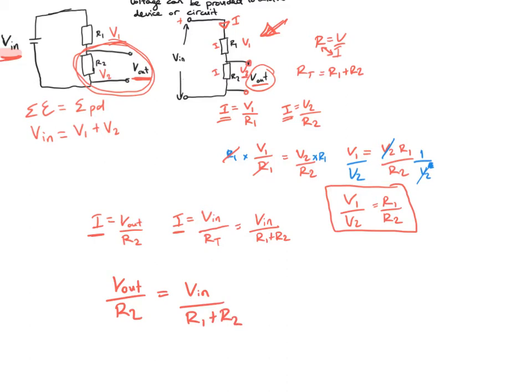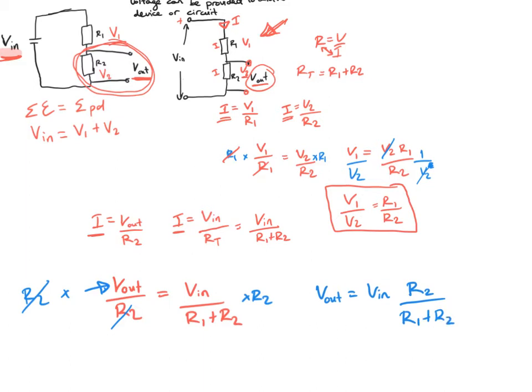In the case that we wanted to calculate only V out, I need to get rid of R2, so I'll multiply both sides by R2. And that leaves us with V out is equal to V in times R2 divided by R1 plus R2, because R2 divided by R2 is 1.